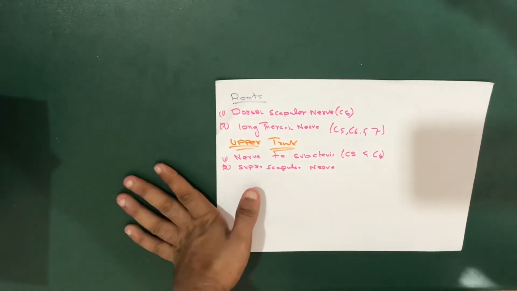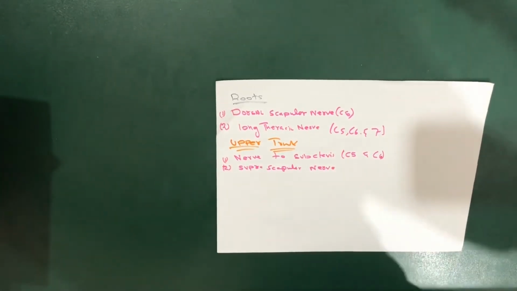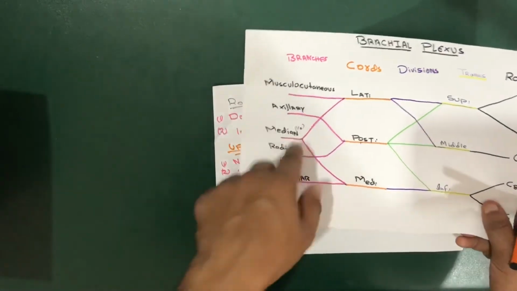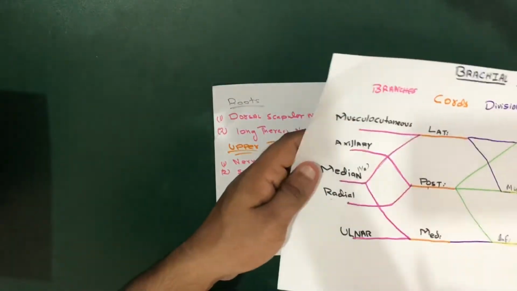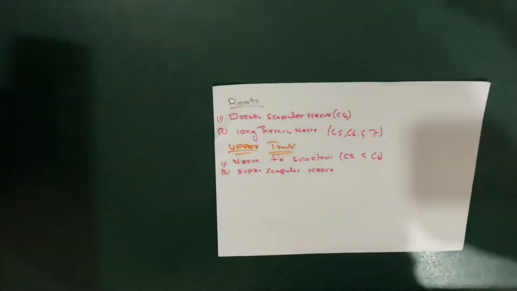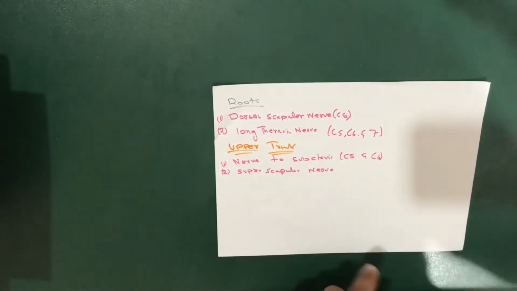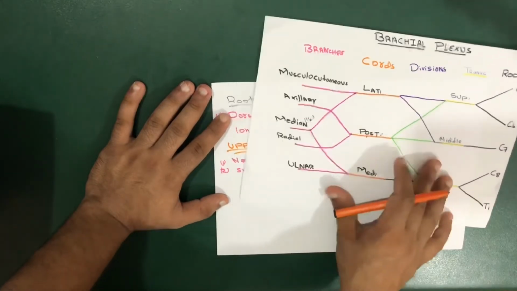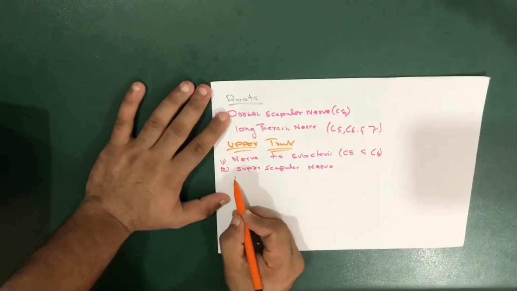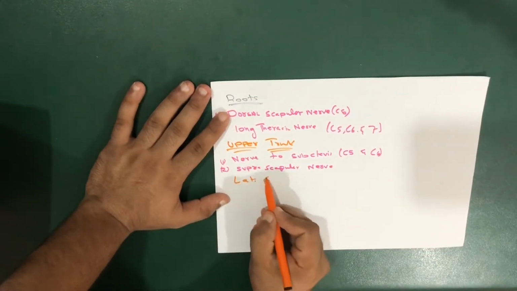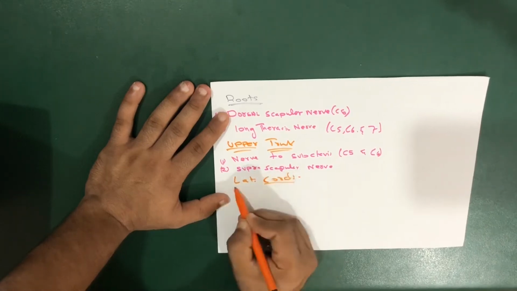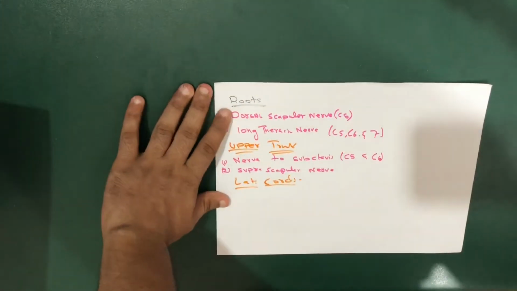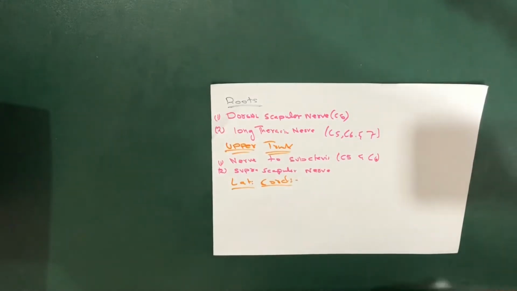Now let's talk about the branches of the cords, the branches that arise from the cords. I have already mentioned it over here, but this is not a detailed picture. I'll be writing about these cords in a little bit of detail. So now we discuss the lateral cord, the branches that arise from the lateral cord. Let me mention it, lateral cord. So what structures arise from the lateral cord? We have got the lateral pectoral nerve that arises from here.